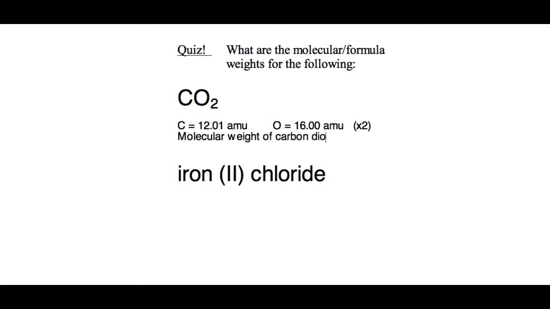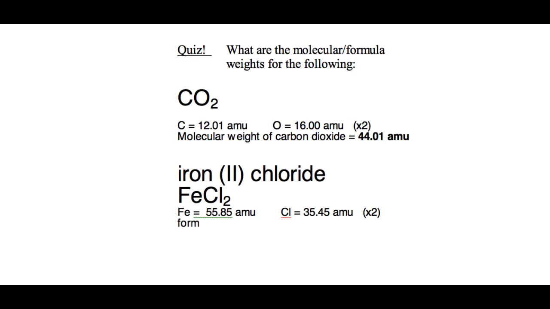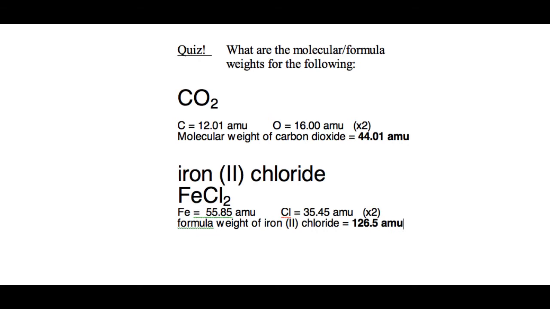Iron 2 chloride was a little bit different. It's an ionic compound. Recall that there's going to be 2 chlorides that go with an iron charge of plus 2. We add the 1 iron and the 2 chlorides to get 126.5 AMU total.